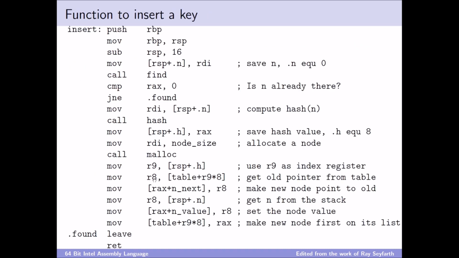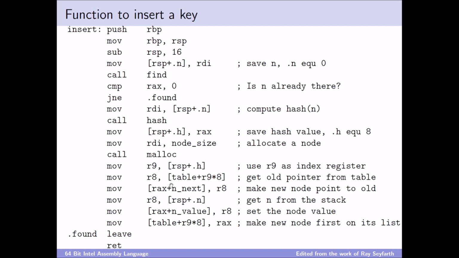I want to store that pointer in R8. So what I'm doing is I'm going from my table plus the index that I have obtained from my hashing times 8, where 8 is the size of the long. So this is going to return the pointer to the linked list where I wish to insert my newly created node. So now R8 is going to contain that pointer, and then I'm going to change the value that is in RAX's next to equal R8.